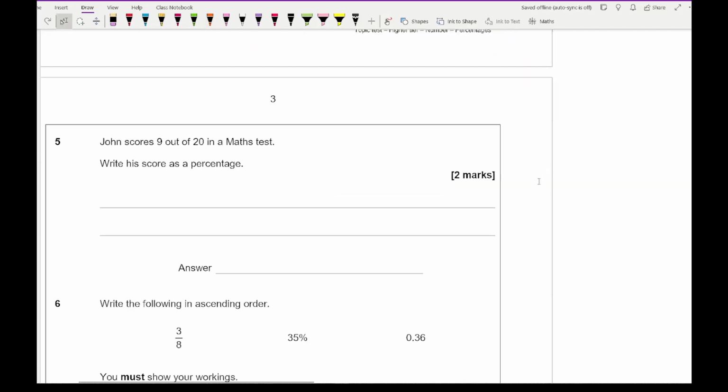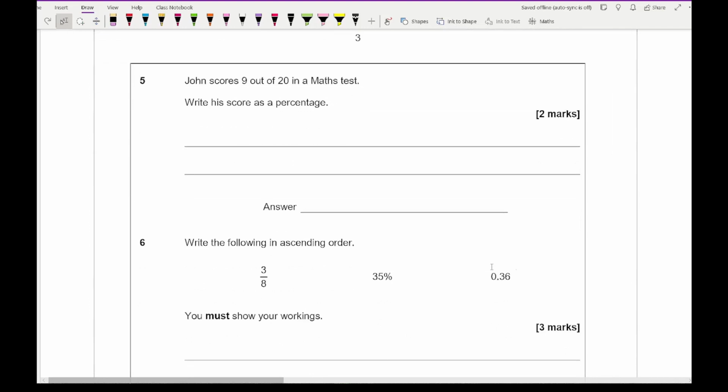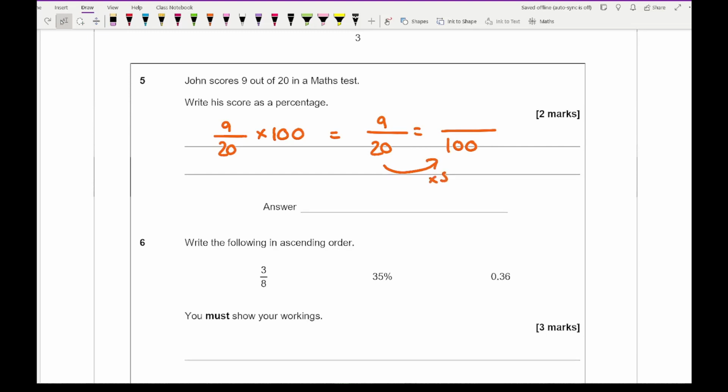Moving on to question 5, it says that John scores 9 out of 20 in a maths test. What is his score as a percentage? So it's going to be 9 over 20, and you can either multiply that by 100 or you can work with equivalent fractions, in which we want to get the denominator 100, so I need to multiply that by 5. So I multiply the numerator by 5, in which I get 45. So then the answer is going to be 45%.